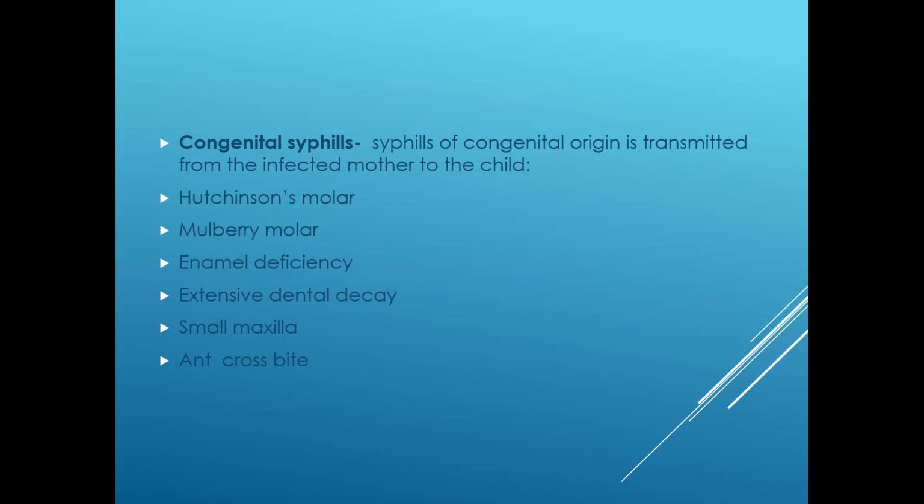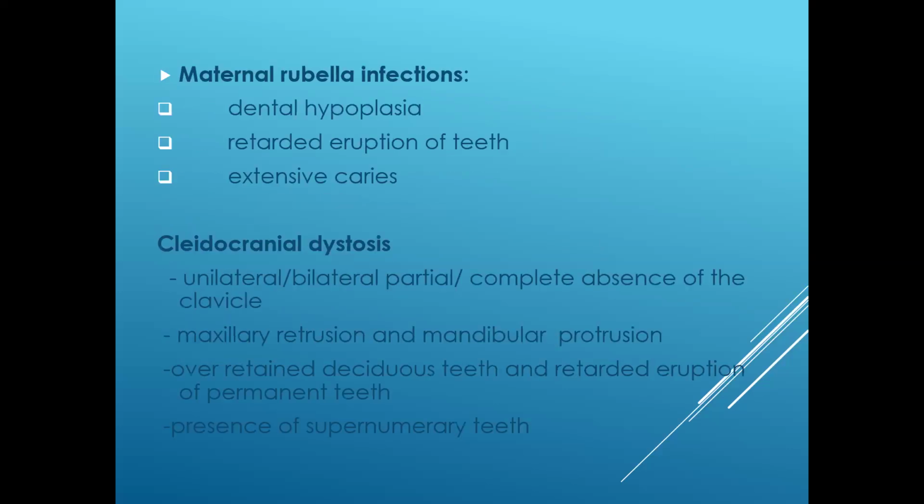Then congenital syphilis. Syphilis of congenital origin is transmitted from the infected mother to child, and the features are Hutchinson's molar, mulberry molar, enamel deficiency, extensive dental decay, small maxilla, and anterior crossbite. Another factor is maternal rubella infections. It may be shown as dental hypoplasia, retarded eruption of teeth, and extensive caries, which will lead to malocclusion at a later stage.